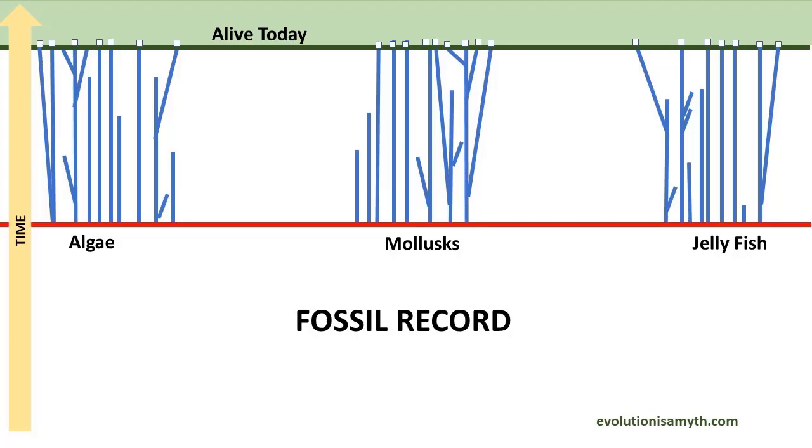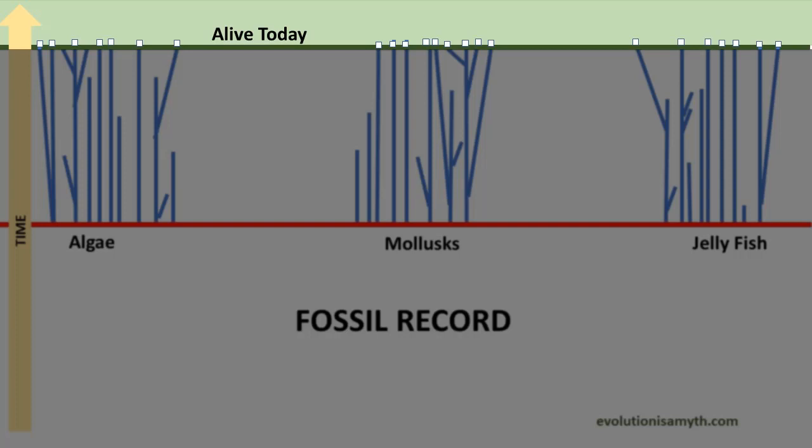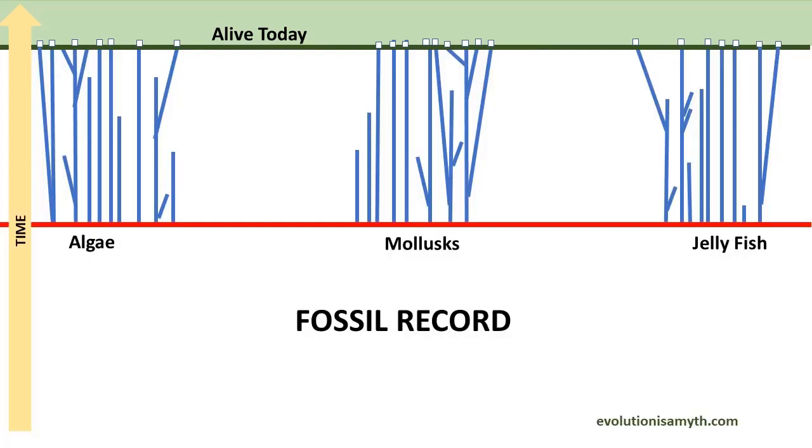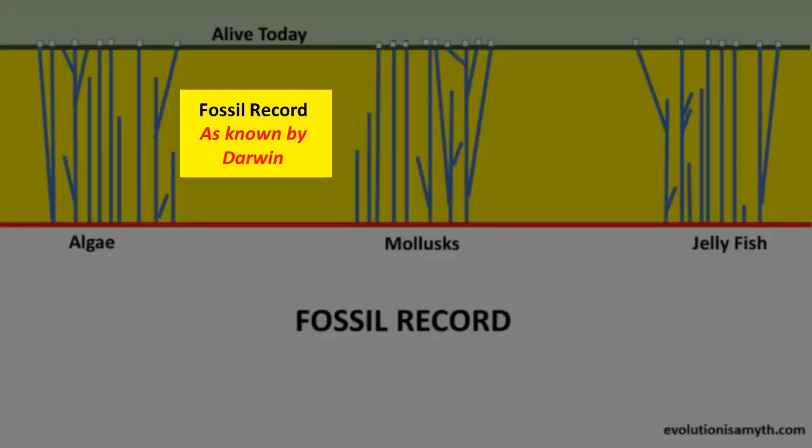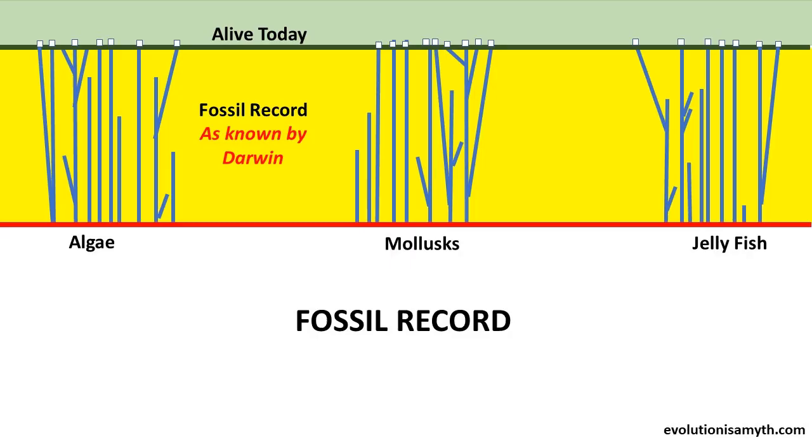Here, the fossil record shown at the top in green indicates those species which are alive today. While there have been many extinction events throughout time, the majority of all the animals found in the fossil layers remain alive today. The yellow indicates, for illustration purposes, the known fossil record at the time Darwin wrote his book, The Origin of Species. This is going back to the Cambrian layer.